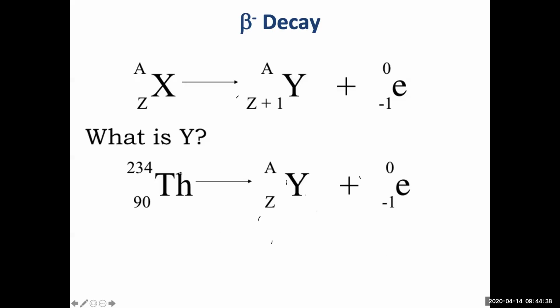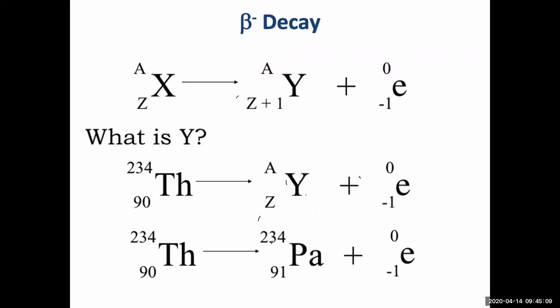Again here, we have thorium-234 decaying by beta minus. So what is A and Z here? Excellent, you got it. The mass number is 234, the same, and here plus 1, we get one more proton.